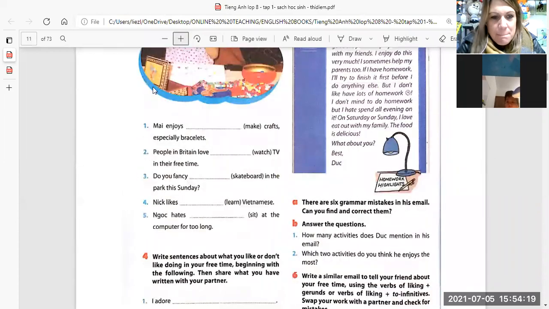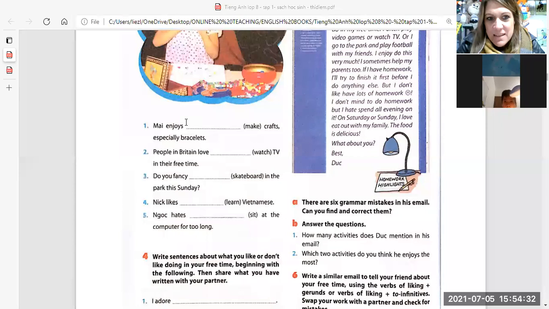Okay. May enjoys making crafts, especially bracelets. What do you think that one is? Especially practice. Yes, number two.